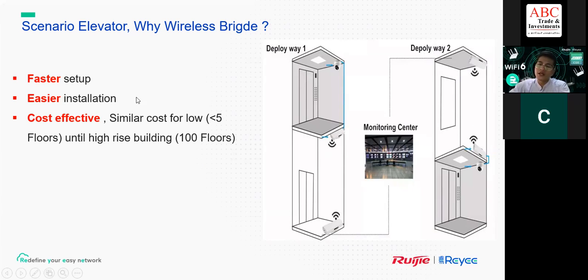Here I highlight faster startup, easier installation, cost effective, similar cost for less than 5 floors or up to 100 floors. So the same cost. You don't need to worry about the cabling anymore. If you are going for 5 floors, you need maybe 100 meters of cable, let's say. But if you are measuring for 100 floors, you have to use much more cable and spend more money on the cabling cost. But if you use the CPE, you don't need to worry about this. So you can reduce your cost and time. Maintenance is so easy, configuration is so easy.